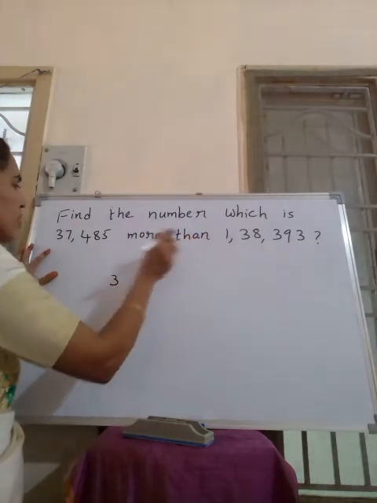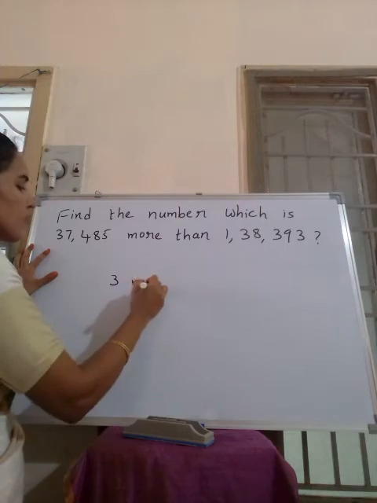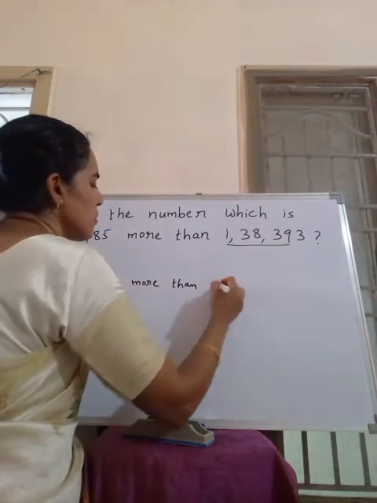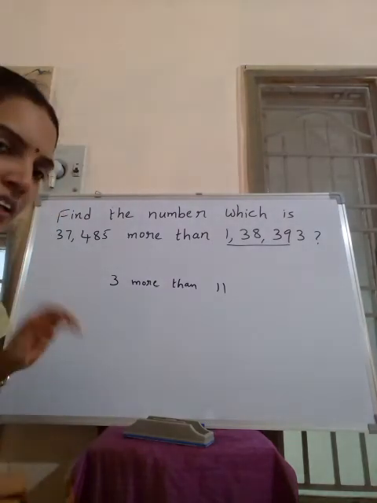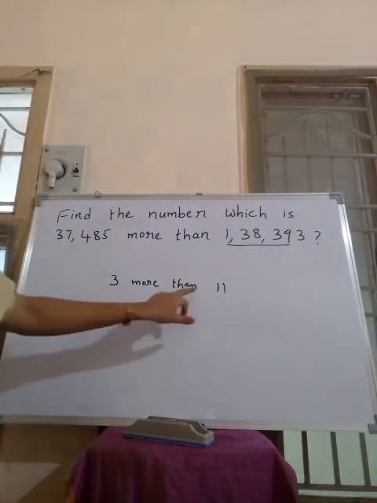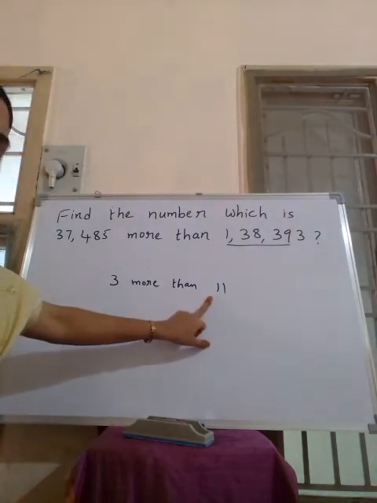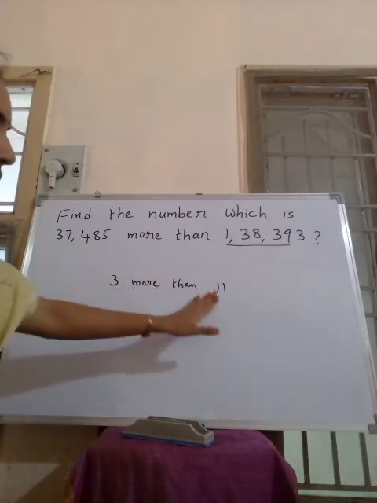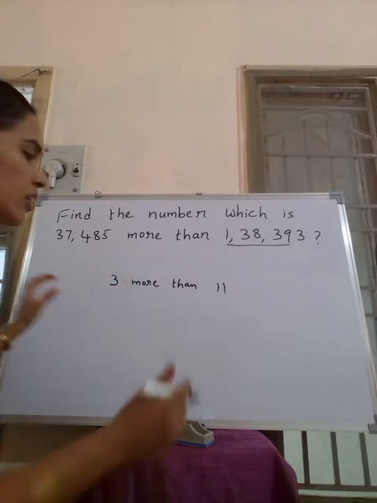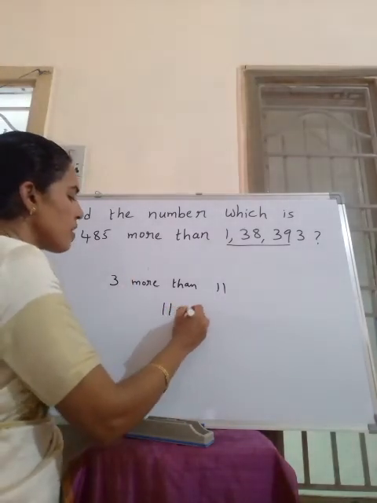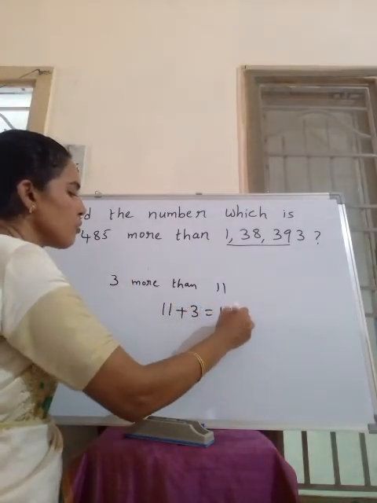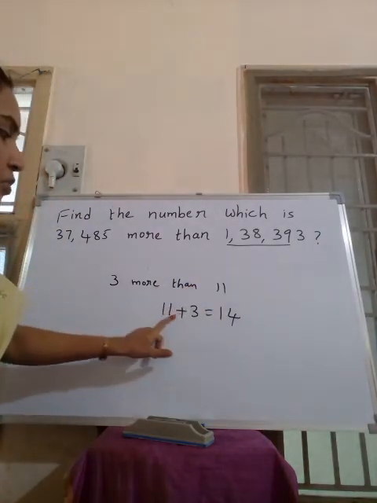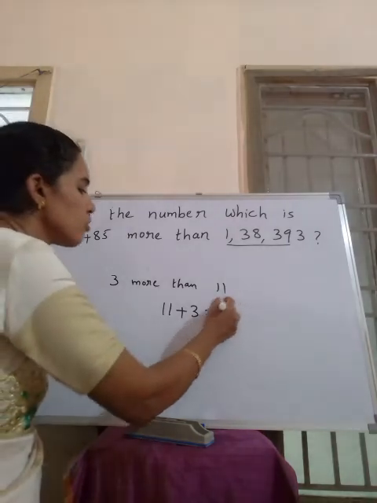For example, in place of this number, let's take 3. What is the number which is 3 more? In place of this number, I am taking 11. What is the number which is 3 more than 11? How to find out? 3 more than 11. 11 plus 3, that is 14. 3 more than 11 is what? 11 plus 3, that is 14.